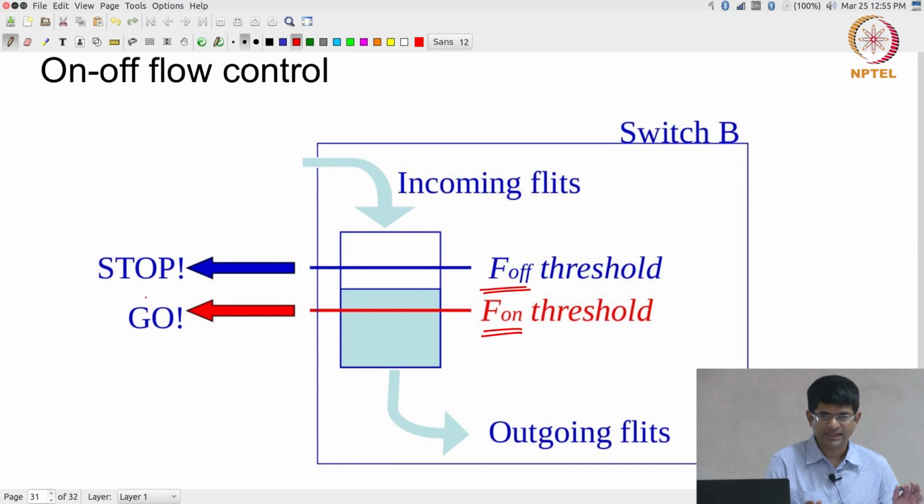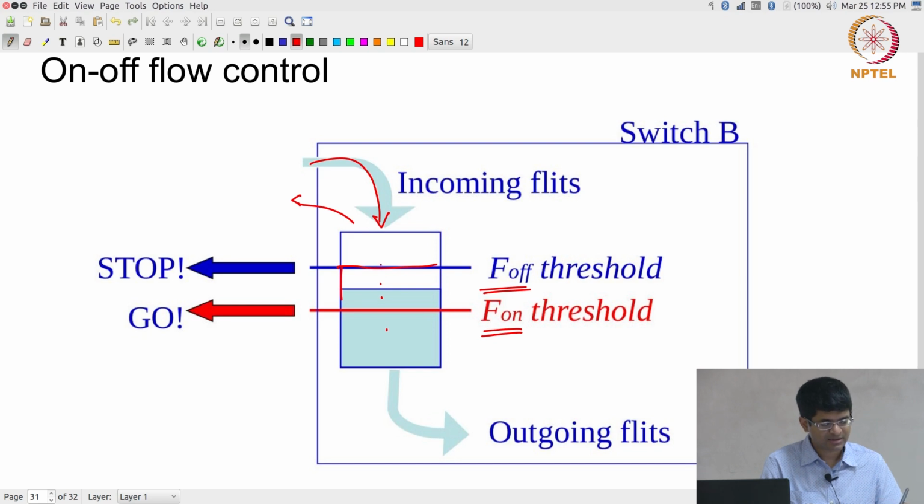Because in principle you need not have an on threshold. You can basically say, anytime I have data, send it. But effectively what it's saying over here is the other way around. Let's say that incoming flits are pouring in. If I fill up to get to this point over here, the off threshold, above the off threshold, stop. So that's where the back pressure will go and tell the previous unit to stop.